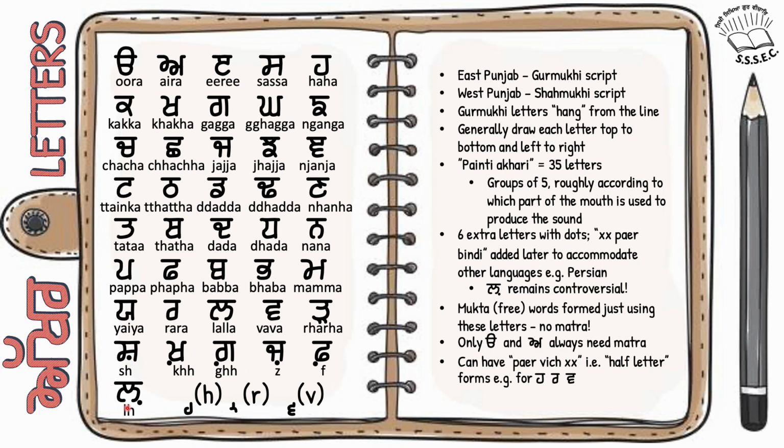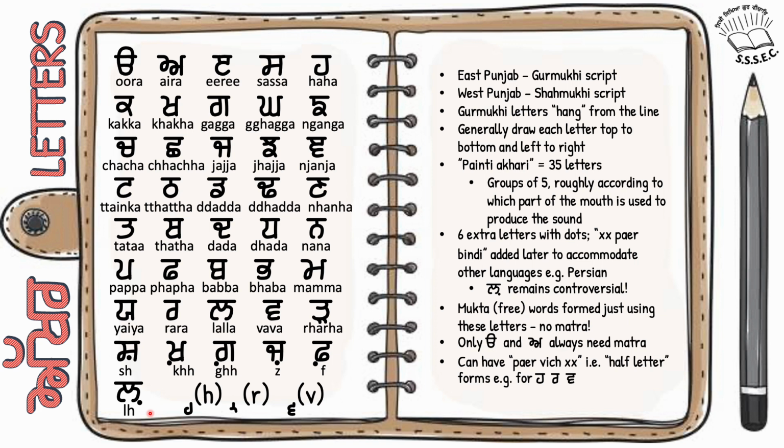And there are 6 of these, although this last one here, Lalle Par Bindi, it's a bit controversial. It's not very commonly used at all. And all of these were added in later on after the rest of the script had been formalized, and these were used mainly to accommodate other languages like Persian.